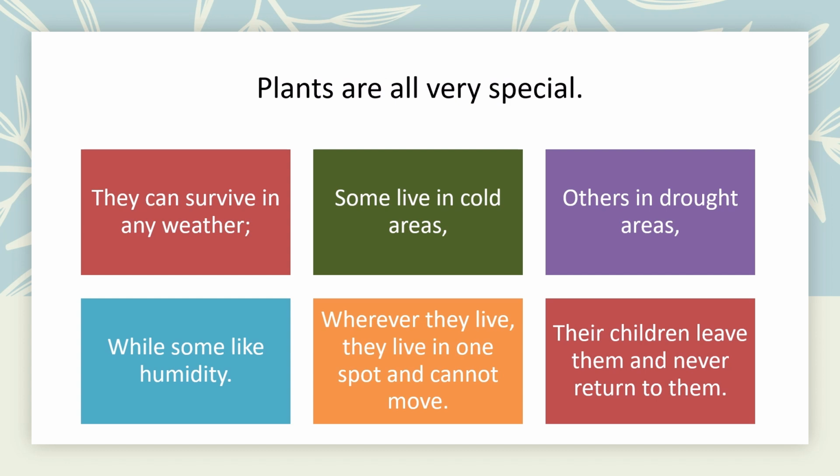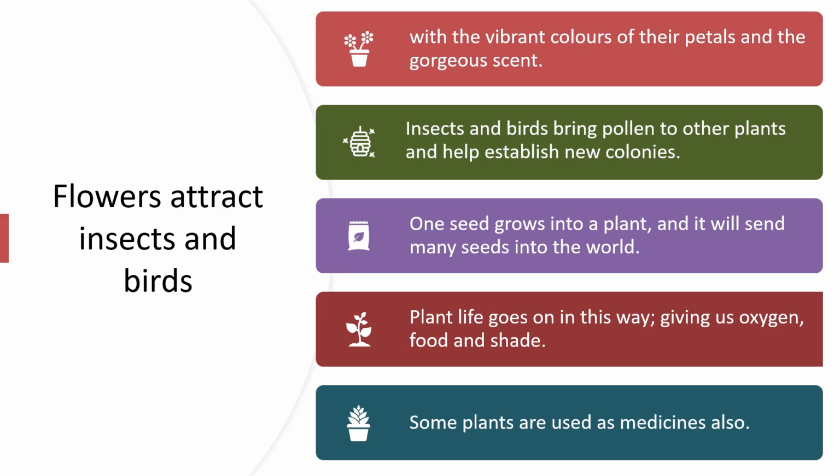The children leave them and never return to them. Flowers attract insects and birds with the vibrant colors of their petals and the gorgeous scent. Insects and birds bring pollen to other plants and help establish new colonies. One seed grows into a plant and it will send many seeds into the world. Plant life goes on in this way, giving us oxygen, food, and shade. Some plants are used as medicines also.